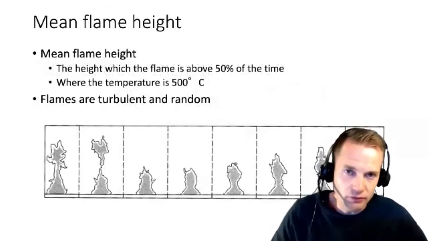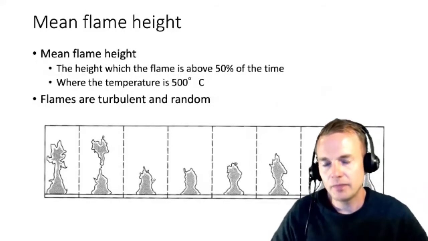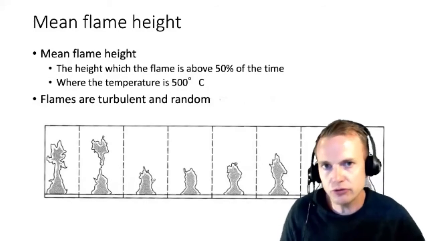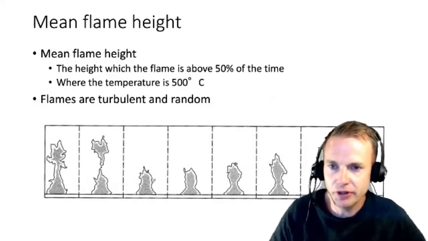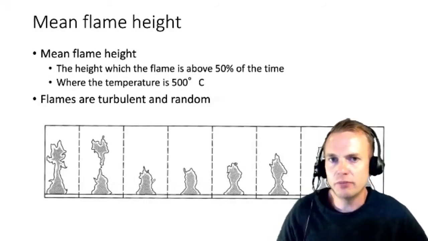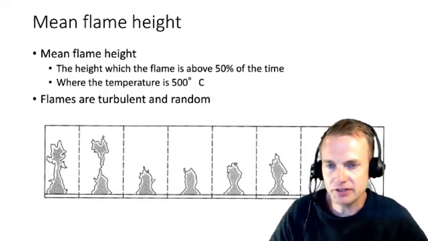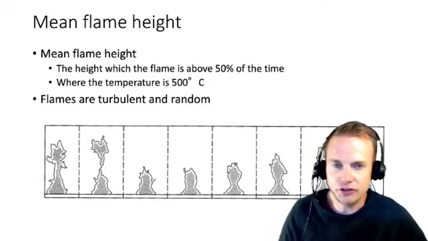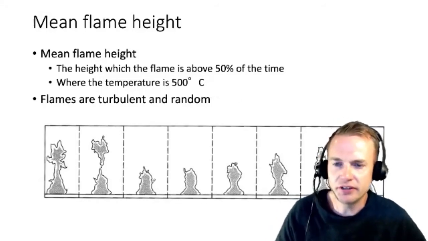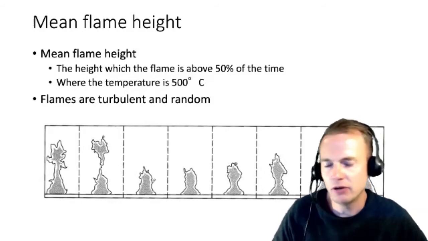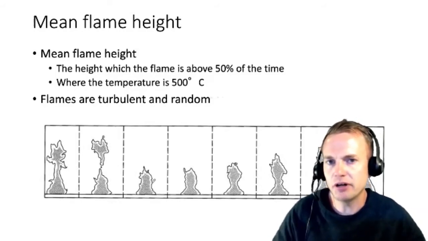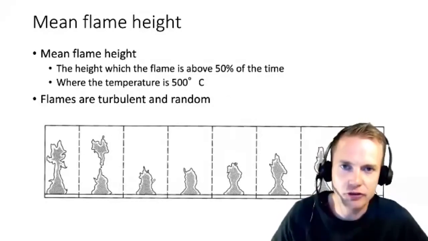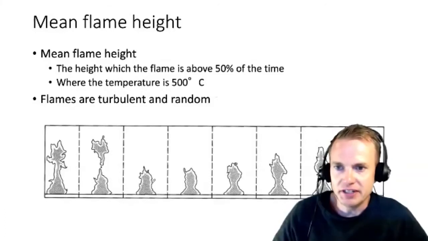First, I will talk about flame heights. People who are familiar with fire dynamics and so on, I don't know everyone's background here, but we have possibilities to look at flame heights and do calculations on flame heights. And we have a definition of flame height, which is the height where we have flames above in 50% of the time, and also where the temperature is 500 degrees C.